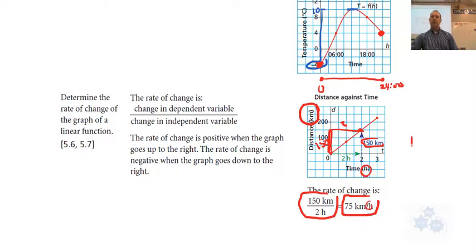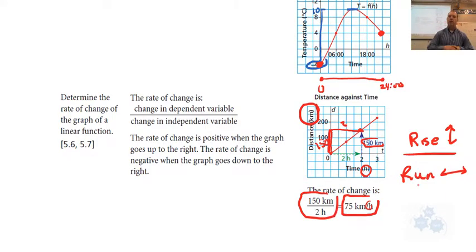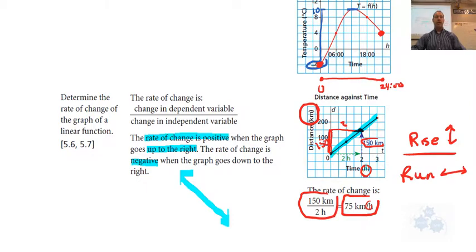So remember, the rise is up or down, divided by the run, which is left or right. That's how you find the rate of change. That's also the slope of the line. And of course, the rate of change is positive when the graph goes up and to the right. So this one has a positive slope, positive 75. And it's negative when it goes down. So if it goes down like this from left to right, that is a negative slope or a negative rate of change.